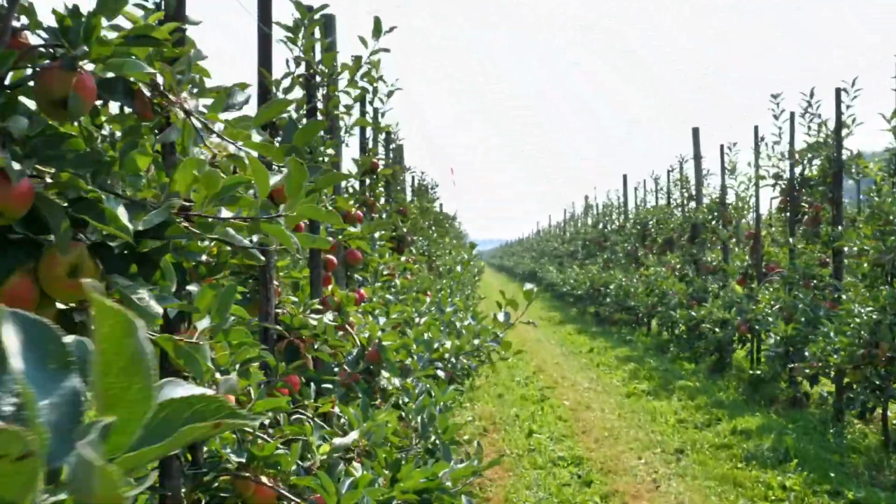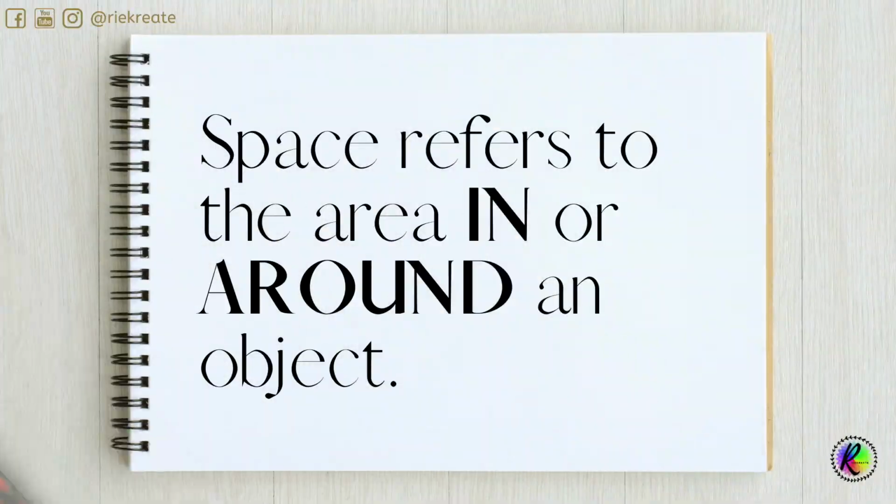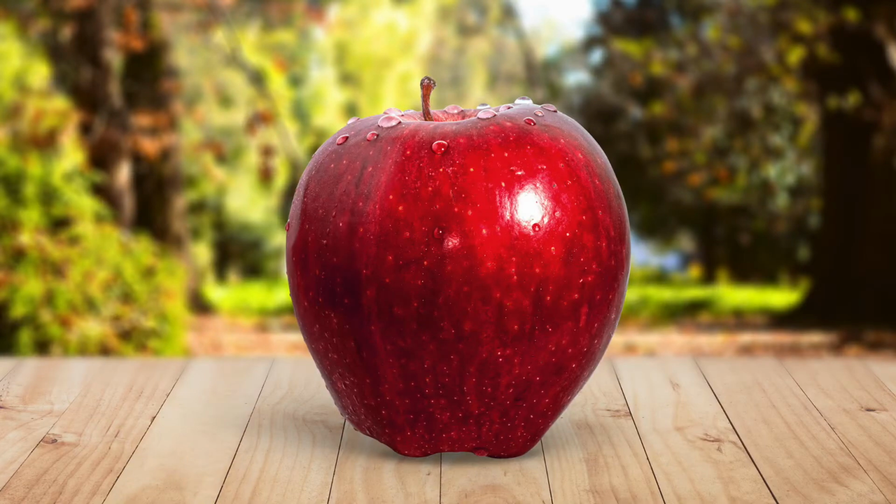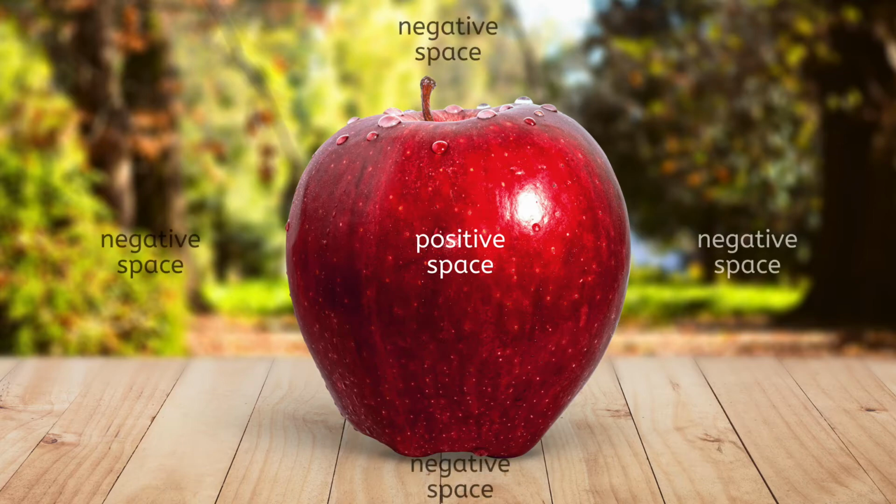Space is all around us. In art, space refers to the area in or around an object. This space can be divided into two parts: positive space and negative space. There is space all around this apple, and the apple also occupies space. The object we are drawing is usually called the positive space, and the area around the object is called the negative space.